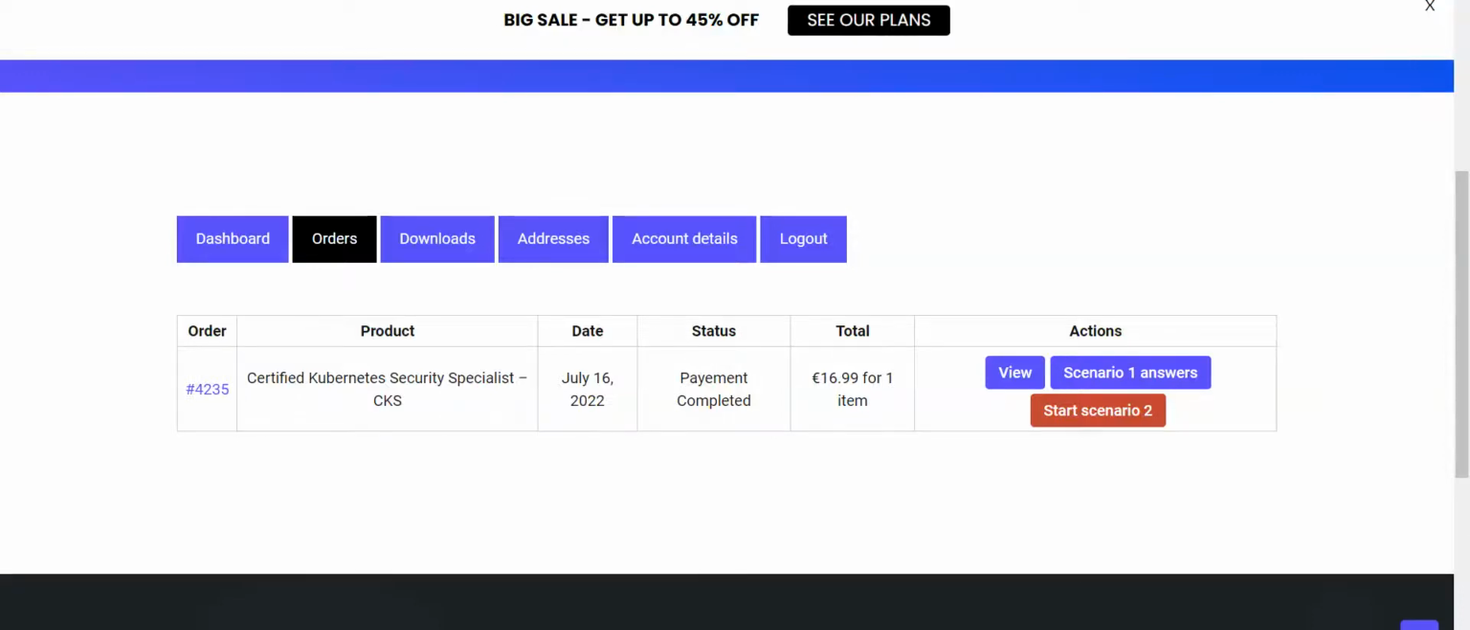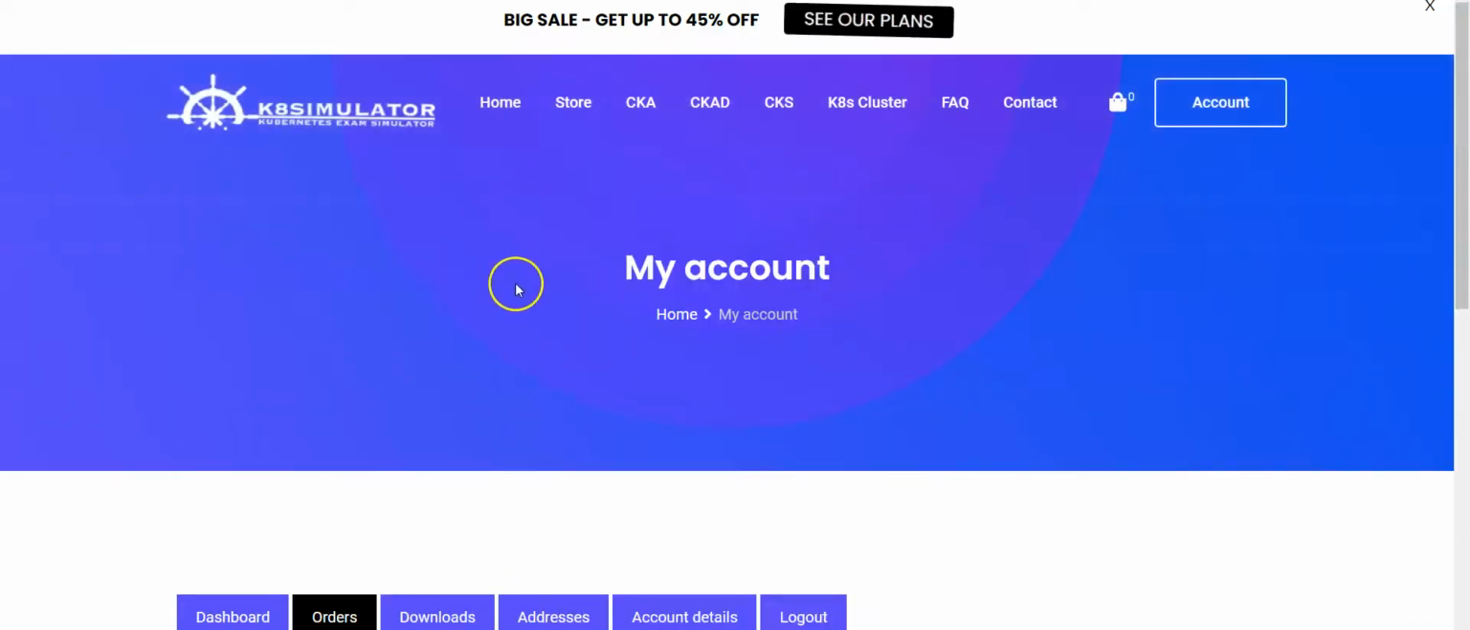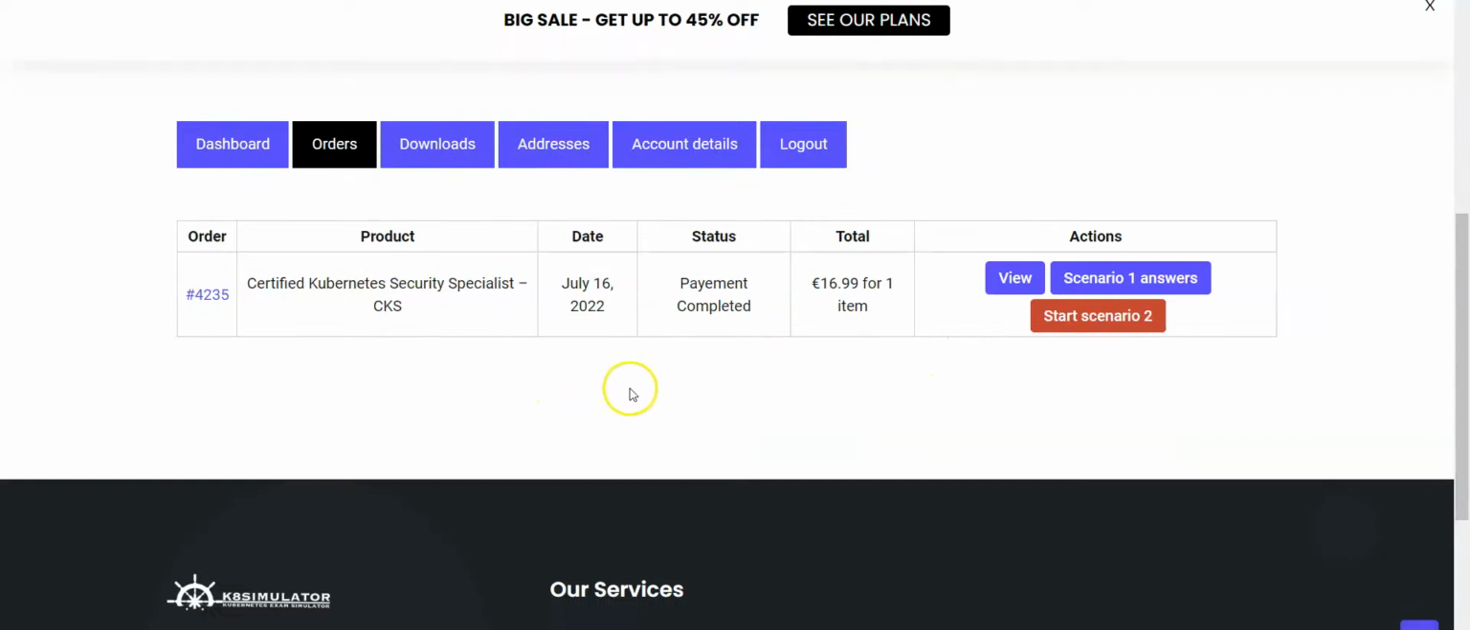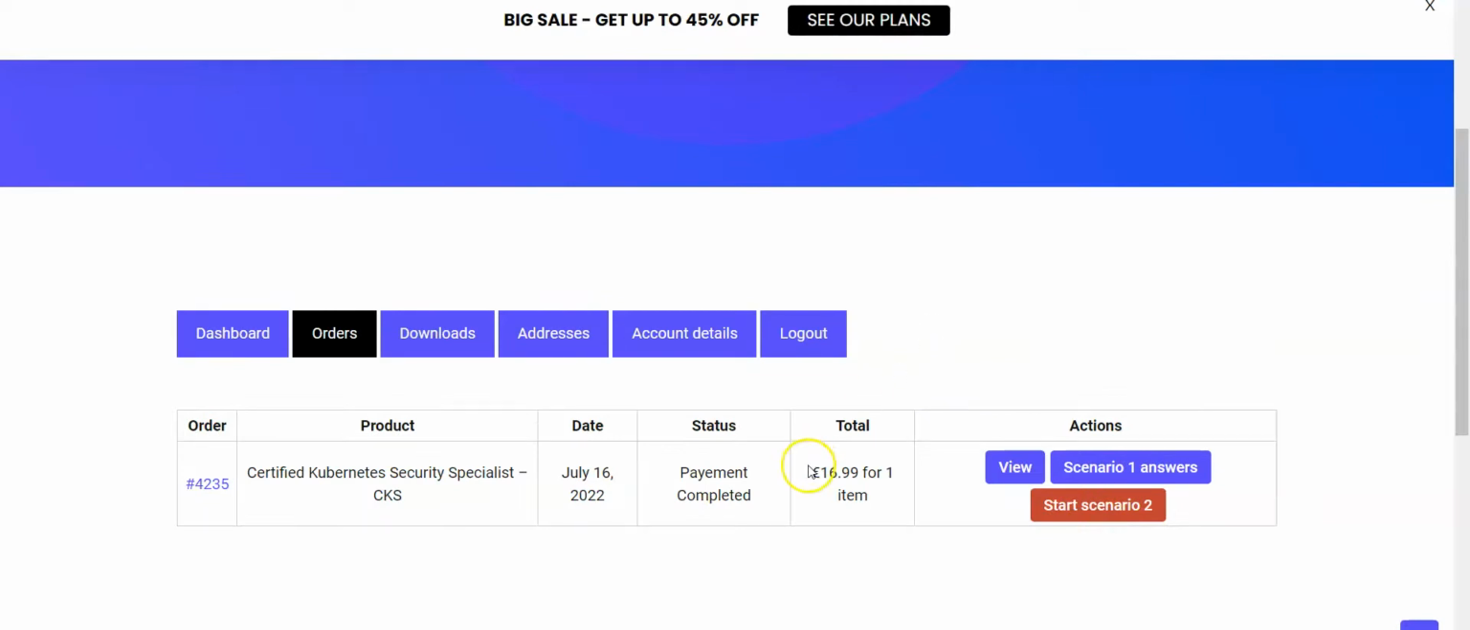Hey everyone, this is my feedback on using KubernetesSimulator.com. As you can see, I purchased the CKS Simulated Examination on July 16 for 17 euros. I purchased 2 exam attempts, each with different questions. The price is pretty cheap and I really like it, much cheaper compared to killer.shell.